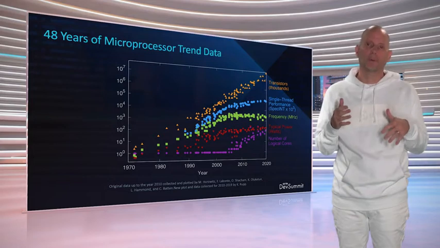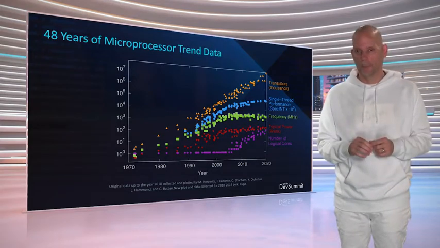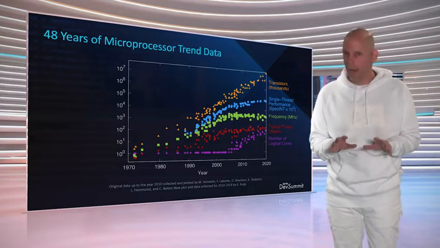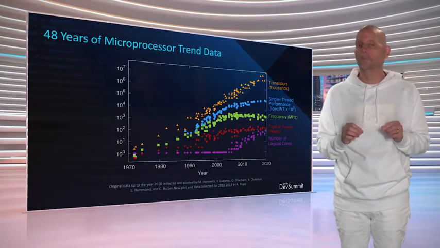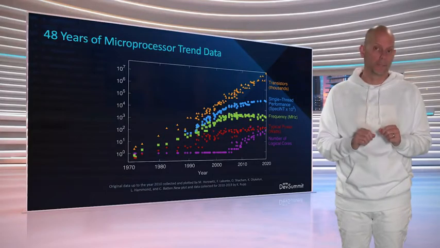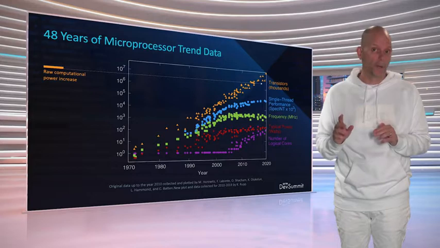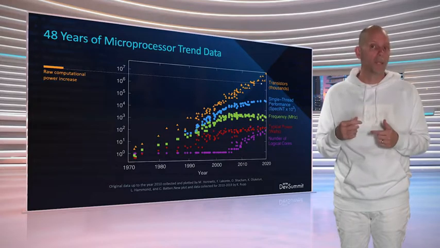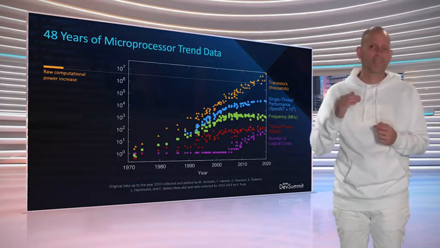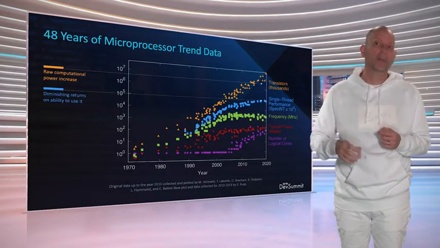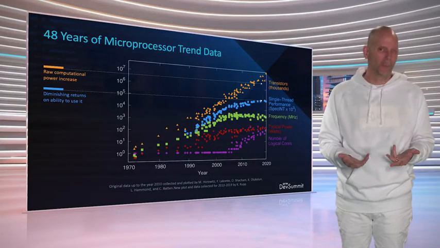Now let's look under the hood to understand what's going on with the underlying hardware. This is a bit of an eye chart at first glance, but this graph shows the microprocessor trends for the past 48 years. What it really shows is, starting at the top here, the ability to put ever more transistors into service in microprocessors has been steadily increasing. But that's been getting diminishing returns in our ability to use it.